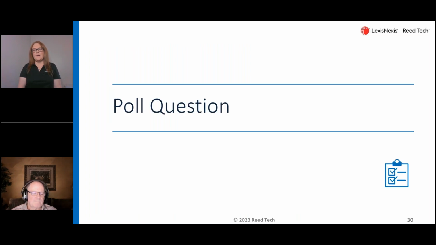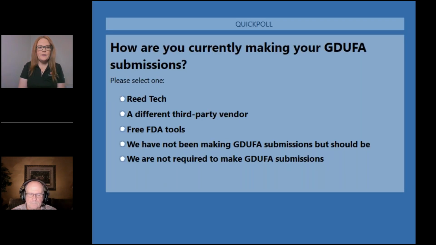Why don't we do that now? Just one more poll, and we do want to be respectful of everyone's time, so I'll only leave this open for a few seconds, and then we only have just a few more slides after this. So how are you currently making your GDUFA submissions? Through Reed Tech, through a different third-party vendor, through the free FDA tools. We have not been making GDUFA submissions, but should be, or finally, we are not required to make GDUFA submissions. So we'll give that about another 10 seconds or so.